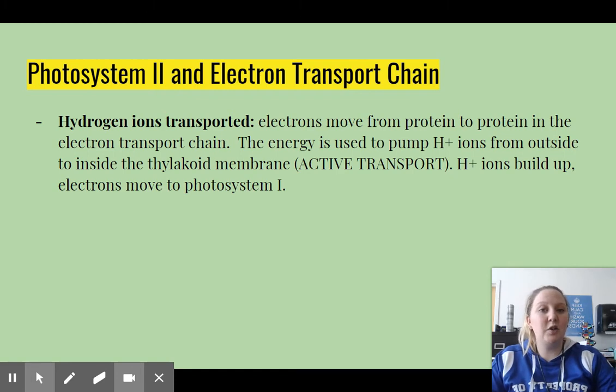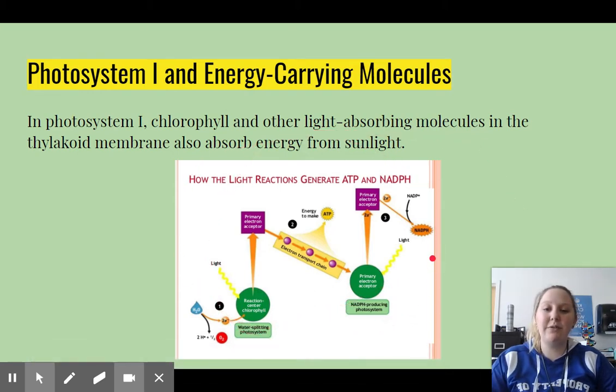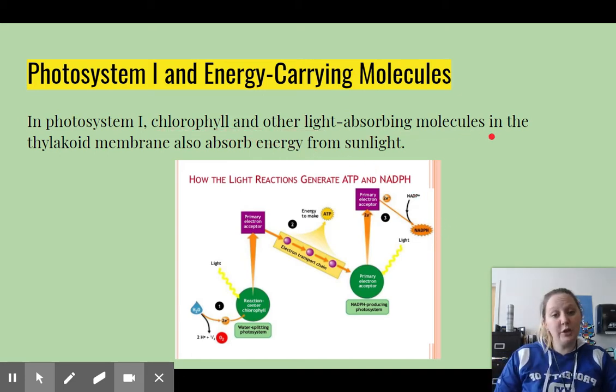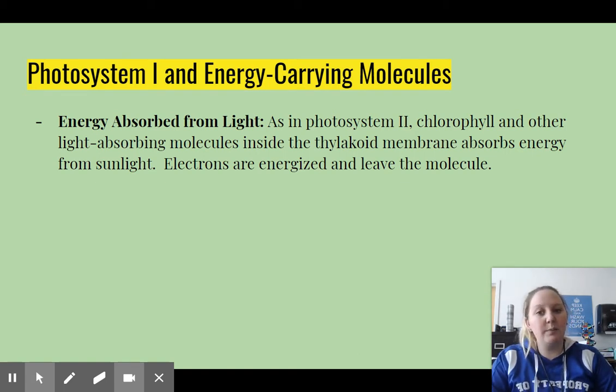The electrons then move on to photosystem 1, which is that same process, but we're looking at different wavelengths of light. Light comes in and uses the electrons from photosystem 2 to capture sunlight and start a new process. The first thing that happens is that energy is absorbed from light. Chlorophyll and other light-absorbing molecules inside of the thylakoid membrane absorb energy from sunlight. The electrons get energized and then leave the molecule, similarly to photosystem 2.